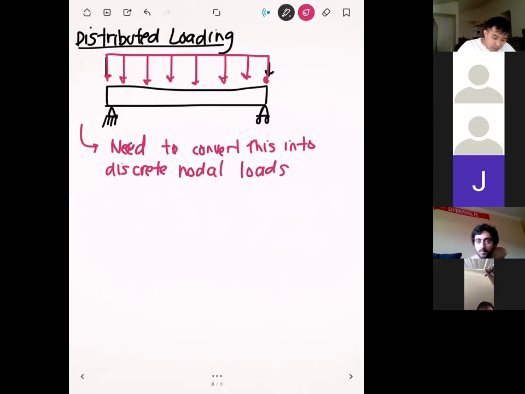And so the principle that we're going to use to do this, whenever you're converting a distributed force into a nodal force, is you want to make sure that these forces are equivalent. In other words, they produce the exact same displacements, the exact same rotations, the exact same reaction forces as if it was the distributed load.